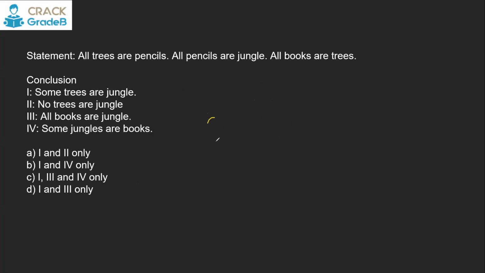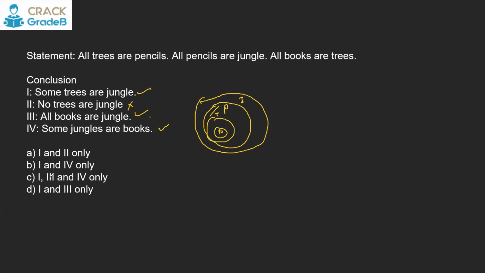All trees are pencil. All pencils are jungle. All books are trees. Some trees are jungle. Yes. No trees are jungle. No. All books are jungles. Yes. And some jungles are books. Yes. So 1, 3 and 4. All these three follow. Option number C.